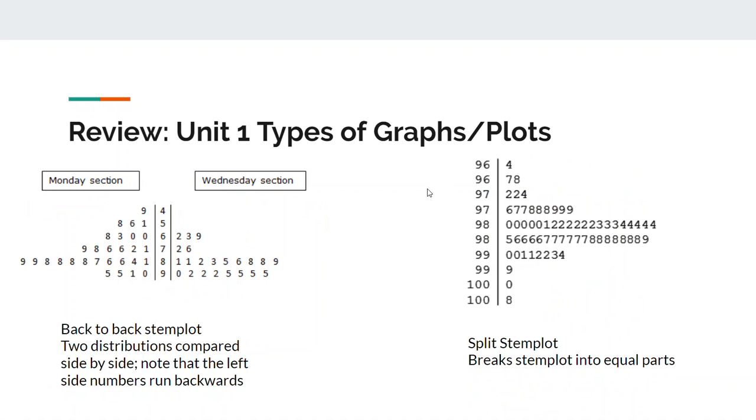Next thing we have is a back-to-back stem plot. When I look at a back-to-back stem plot, it is two sets of distributions on the same stem. So these are my stems right down the middle, the 4, 5, 6, 7, 8, 9. My leaves are to the right for Wednesday. My leaves are to the left for Monday. And if you notice, the big thing is Monday's backwards, if you look. So this is 4, 9. That's 49, not 94. 51, 56.